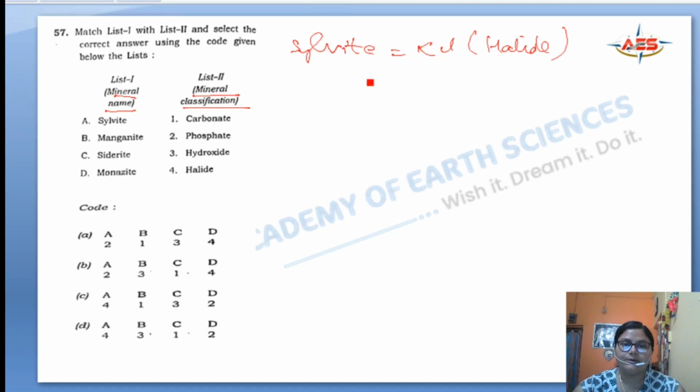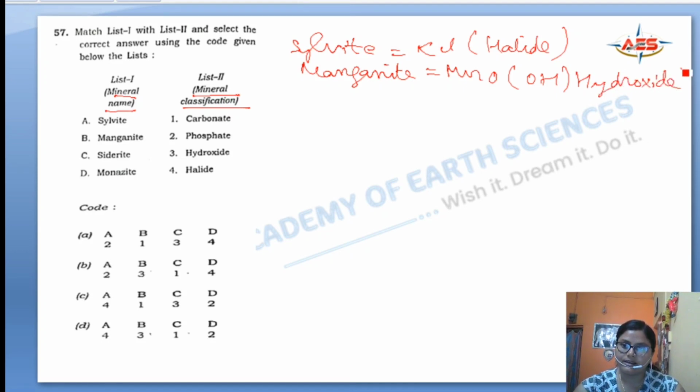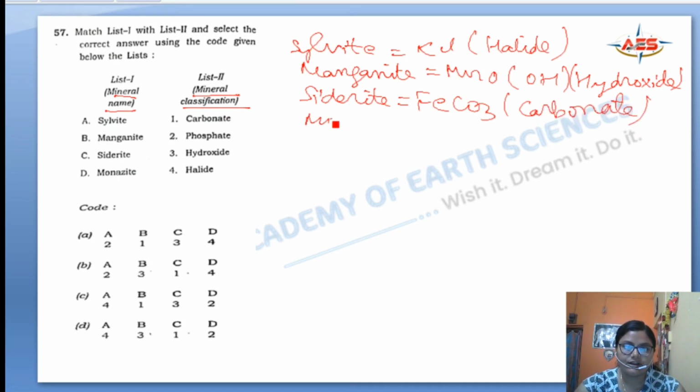Okay. Now manganite is MnOH, it is a hydroxide. Okay. Now we have the third, siderite, that is FeCO3, that is a carbonate. And what is the fourth? Monazite. What is monazite? This will be a phosphate. Okay, three are known, the fourth will be the remaining.